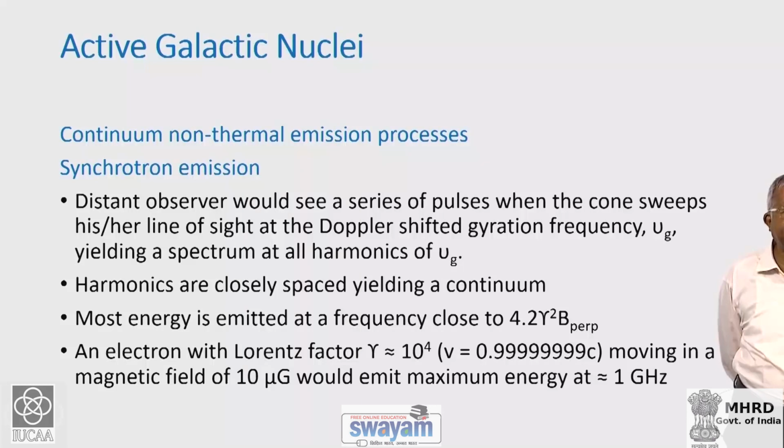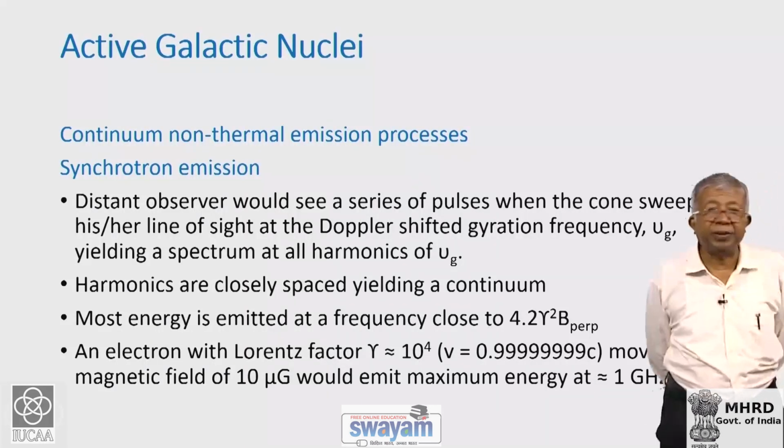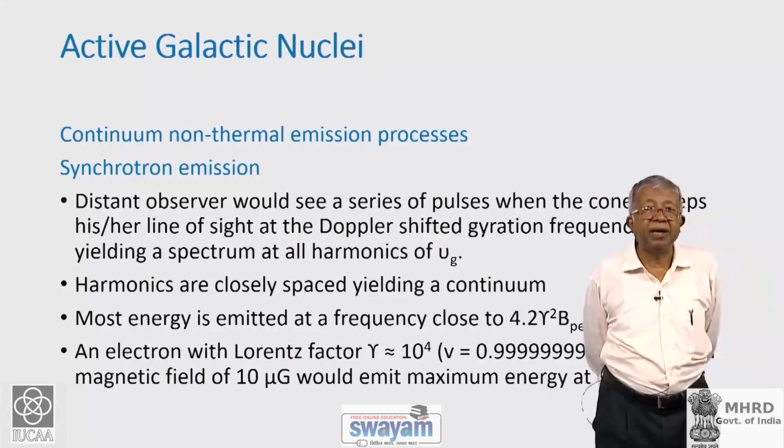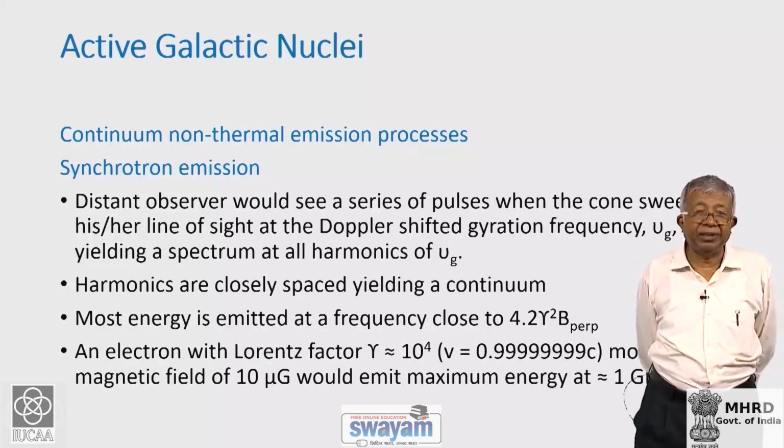And these harmonics are very closely spaced, leading to a continuum. We will not spend too much time looking at the detailed mathematics, but most of the energy is emitted at a frequency close to about 4.2 gamma squared times the perpendicular component of the magnetic field in Gauss. And gamma is the Lorentz factor of the relativistic electron.